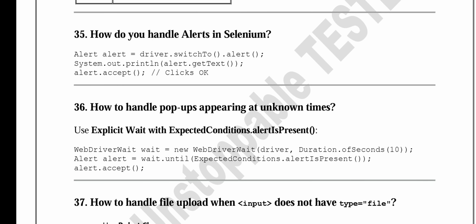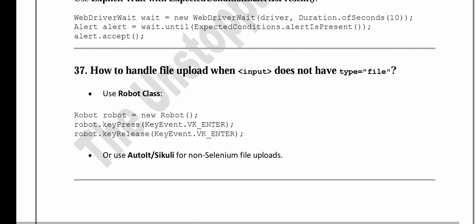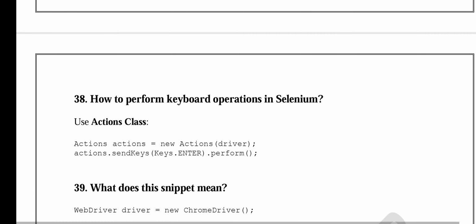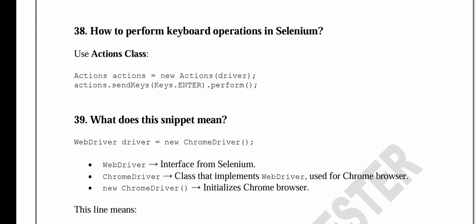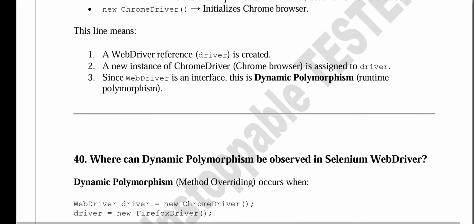How do you handle alerts in Selenium? How do you handle pop-ups? How to handle a file upload when the input tag does not have the type equal to file parameter? Okay. How do you perform keyboard operations in Selenium? What does the below code snippet mean?